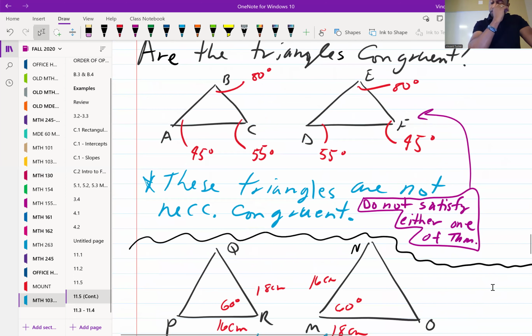So we got one more, just so we have an example of one that does fit one of the theorems.